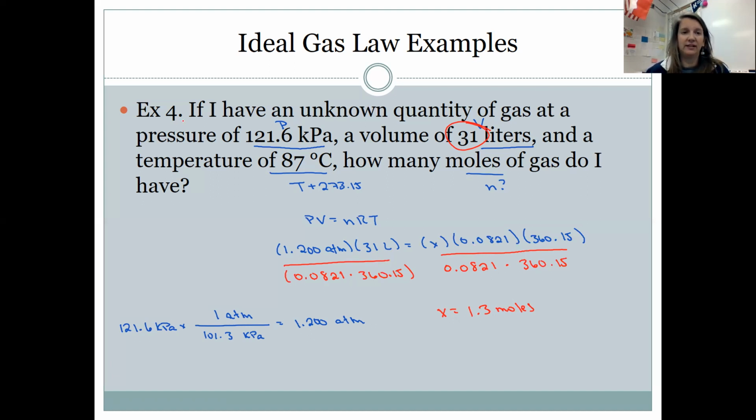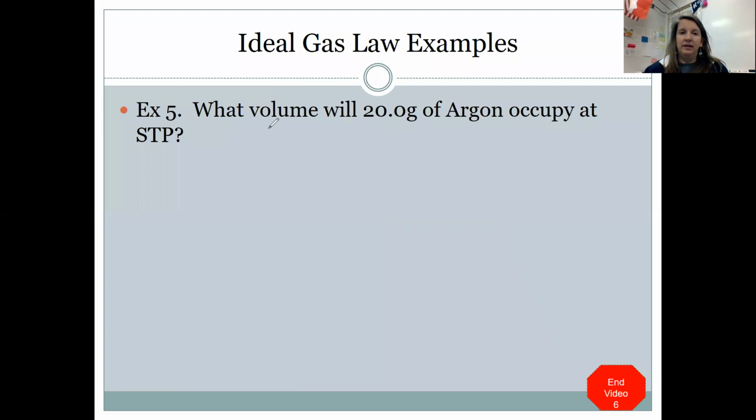Let's take a look at our final example. It says volume, so we're looking for volume. And it says 20 grams, so that's a mass of argon occupied STP. This doesn't look like a whole lot of information. But you want to remember STP is telling us something. That's telling us that the temperature is 0 degrees Celsius and the pressure is 1 atmosphere. So that means our temperature is 273.15 Kelvin.